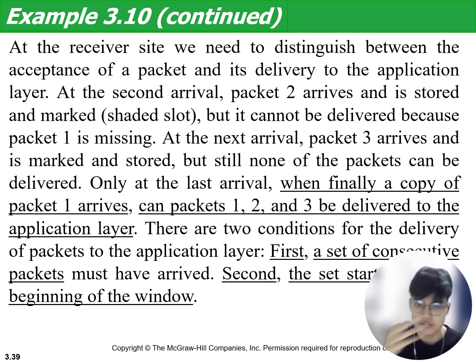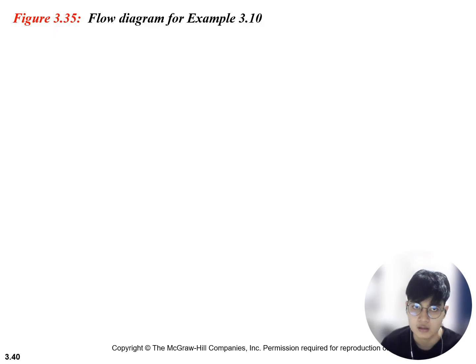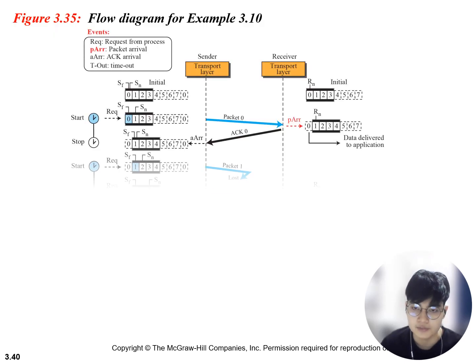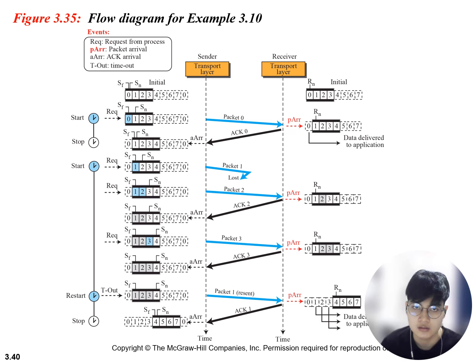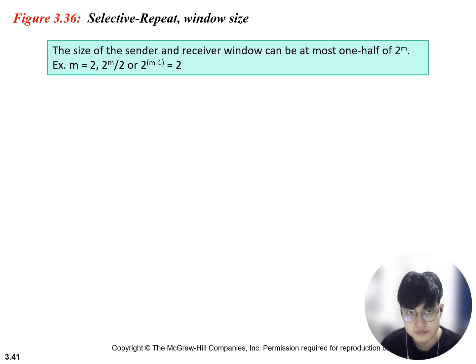There are two conditions for the delivery of packets to the application layer. The first, a set of consecutive packets must have arrived. The second, the set must start at the beginning of the window. The figure again for example 3.10. Selective Repeat window size.